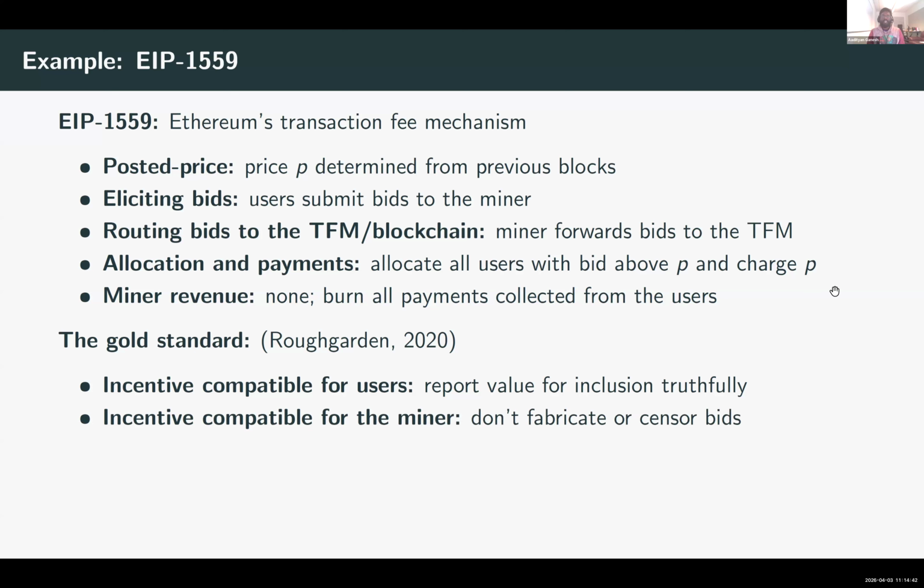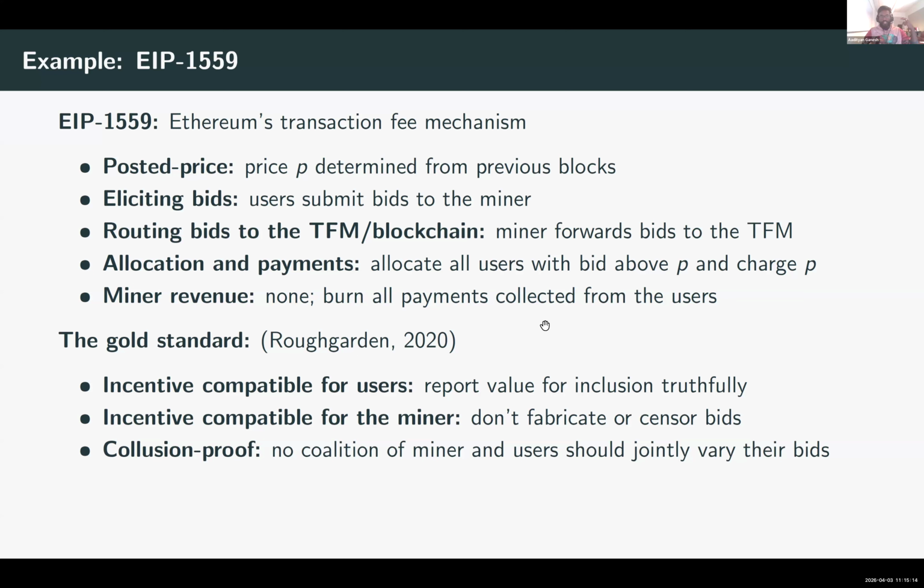Just guaranteeing incentive compatibility for users is not enough, because users are going to think that they're participating in a particular auction, but the miner can alter what outcome is being realized on chain by, out of nowhere, fabricating bids or censoring bids, right? So what Tim argues in his book is that EIP 1559 is also incentive compatible for miners, in the sense that miners don't want to fabricate or censor bids.